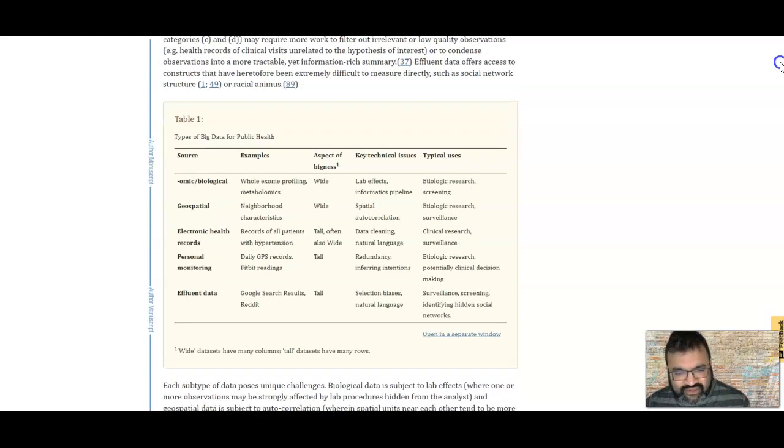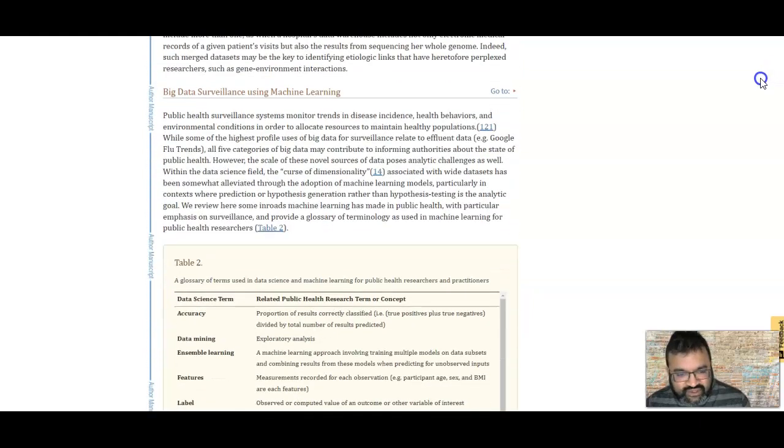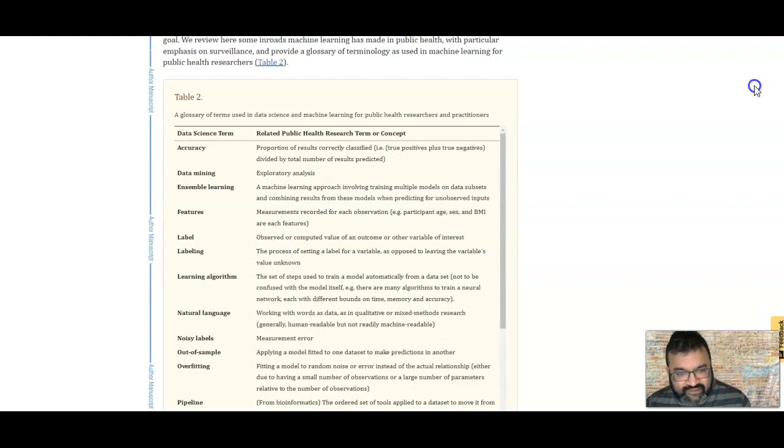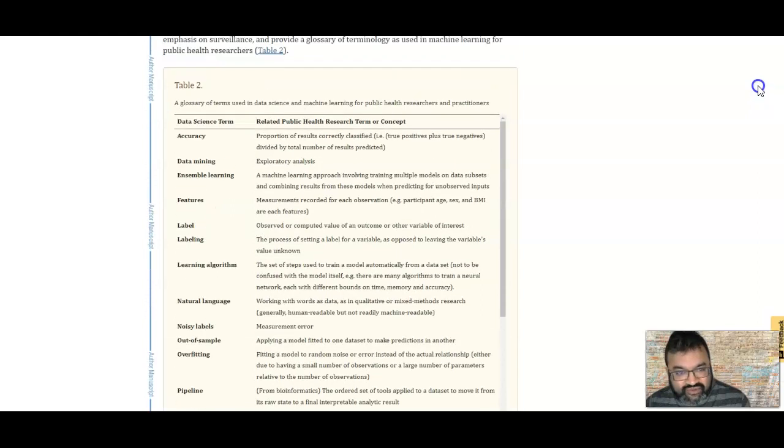Clinical research and surveillance are the typical uses. And then effluent data: Google search results, Reddit. Selection biases, again natural language processing, surveillance screening, and identifying hidden social networks. So this is considered effluent data. And then personal monitoring, I have a Fitbit too, and there's redundancy in inferring intentions. Electronic health records, so we already went over that. Here is some more information, and this is vocabulary that can be used, and Table 2 goes into that.